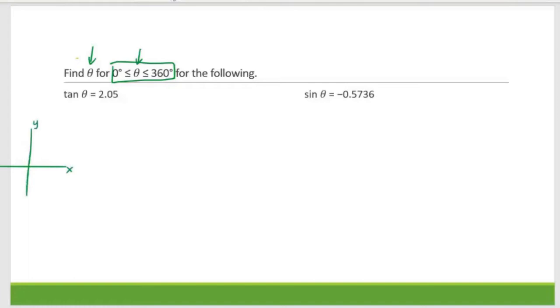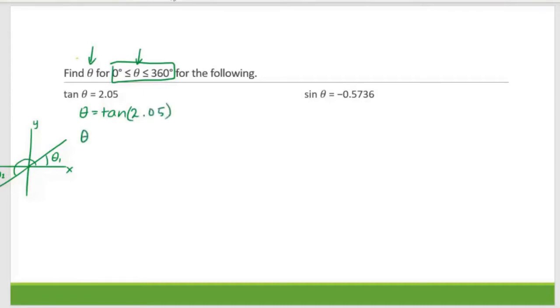Okay, so if tangent is positive, our angle is either going to be in quadrant 1 or, and we'll call that theta 1, it's in quadrant 3. I'm not guessing at the magnitude of these angles here. I'm just drawing a sketch that helps me to picture these angles. Now we can reach for our calculators. To find the value of the angle, we'll take the inverse tangent of 2.05.